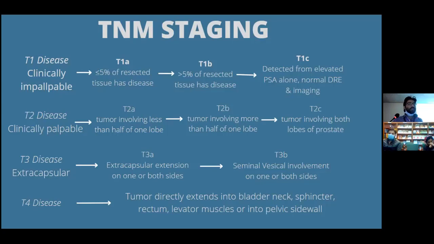If you can palpate the prostate, it's a T2 disease. If it involves less than half of one lobe, it's T2A. If it involves more than half of one lobe, it's T2B. And if it involves both lobes, it's T2C. If there is extracapsular extension on one or both sides, it becomes T3A disease. And if seminal vesicles get involved, it becomes T3B disease. T4 disease, the tumor extends into bladder neck, sphincter, rectum, levator muscles, or into pelvic side wall.